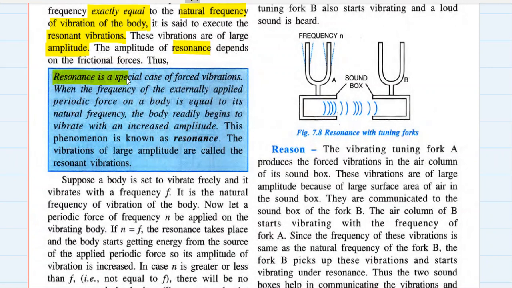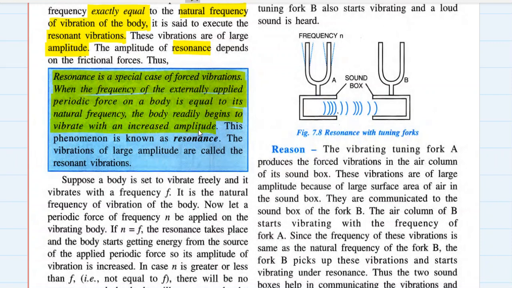Thus, resonance is a special case of forced vibrations. Resonance is a special case of forced vibrations. When the frequency of the externally applied periodic force on a body is equal to its natural frequency, the body readily begins to vibrate with an increased amplitude.